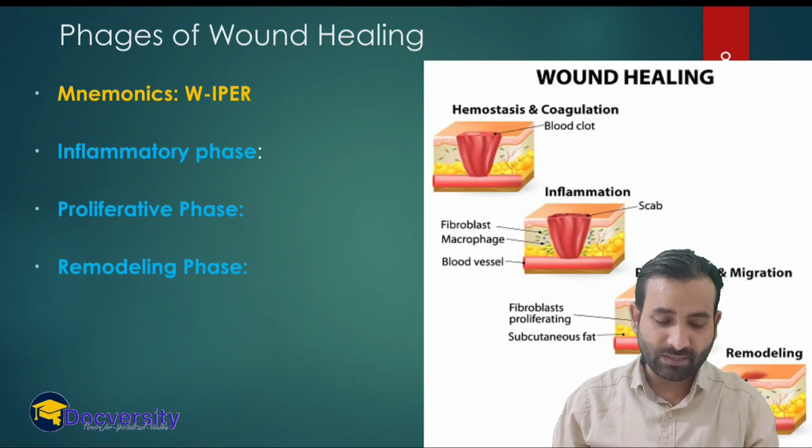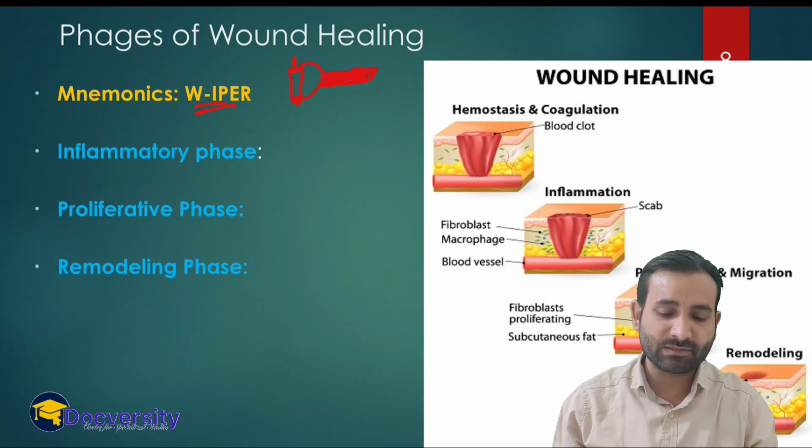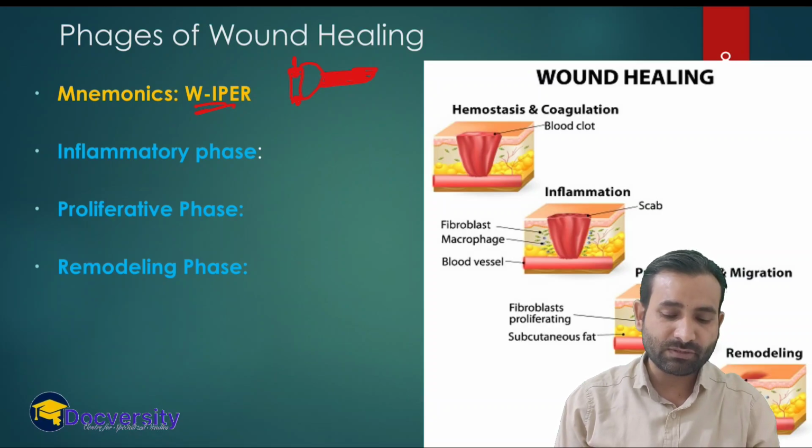So what are the phases of wound healing? We have different phases of wound healing. Look at here, WIPER, wiper. So please remember the wound healing as the wiper. Hope you know what a wiper is, right? A wiper is the tool we use to clean the floor. Remember this as the wiper, which is wiping your wound and making your skin and tissue normal.